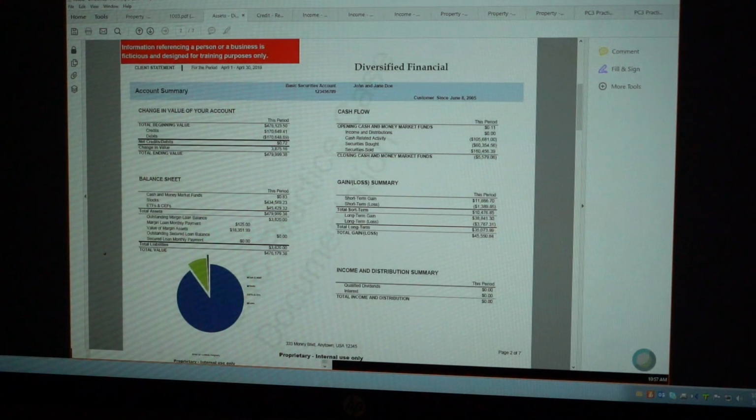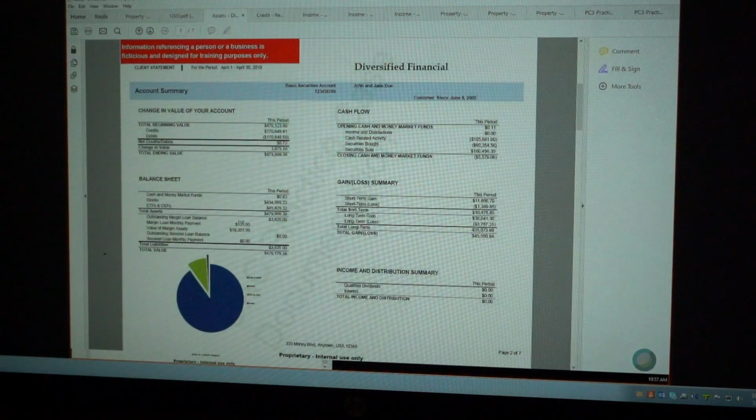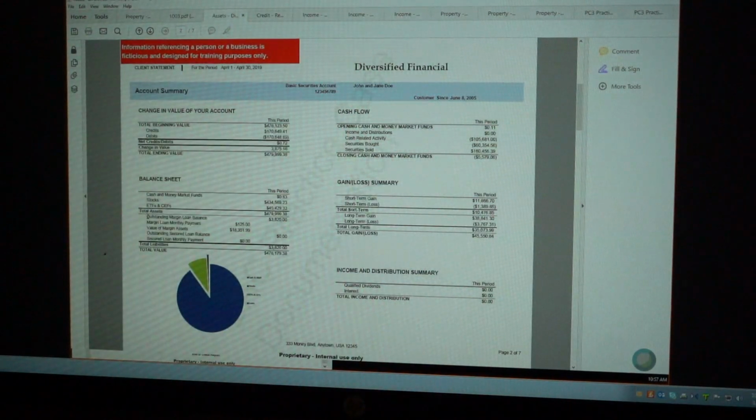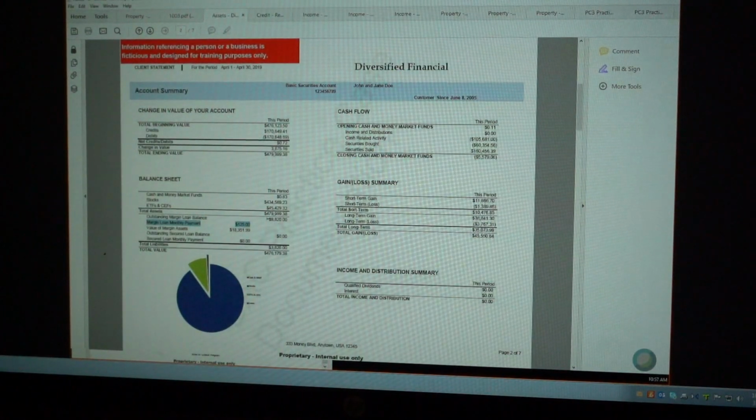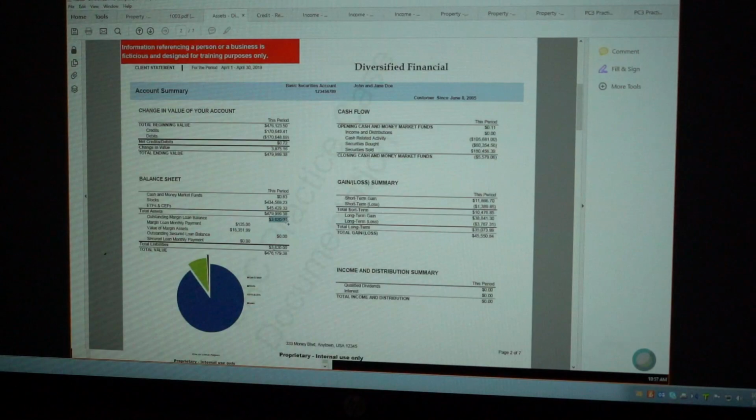So here we have opening cash funds, cash related, short-term gain or loss, the capital gain. And here we are, margin loan balance. So we have a margin loan for $3,828, and you have a margin loan payment of $125. So obviously, since I have this margin loan of $3,828, again, borrowing on margin, it's like you're over-leveraging your account. So it's not your own funds. You're basically borrowing on those funds.